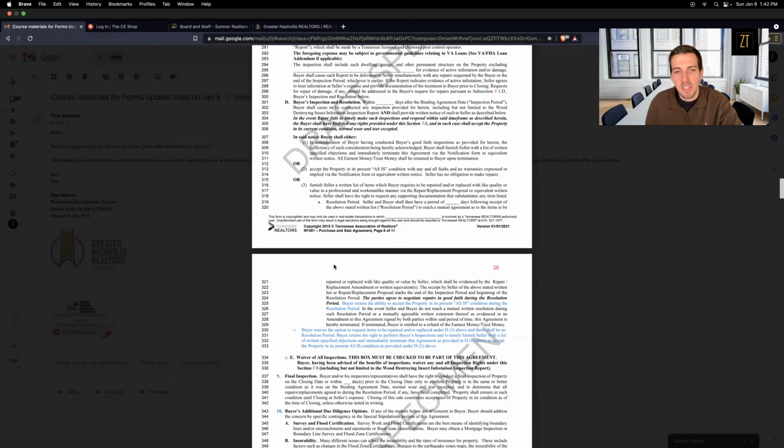And then the second update they did with the inspections. So if you do choose to have a resolution period, seller and buyer shall have a period of blank days following receipt of the above stated written list, which is the resolution period, to reach a mutual agreement as to the items to be repaired or replaced with like quality or value by seller.